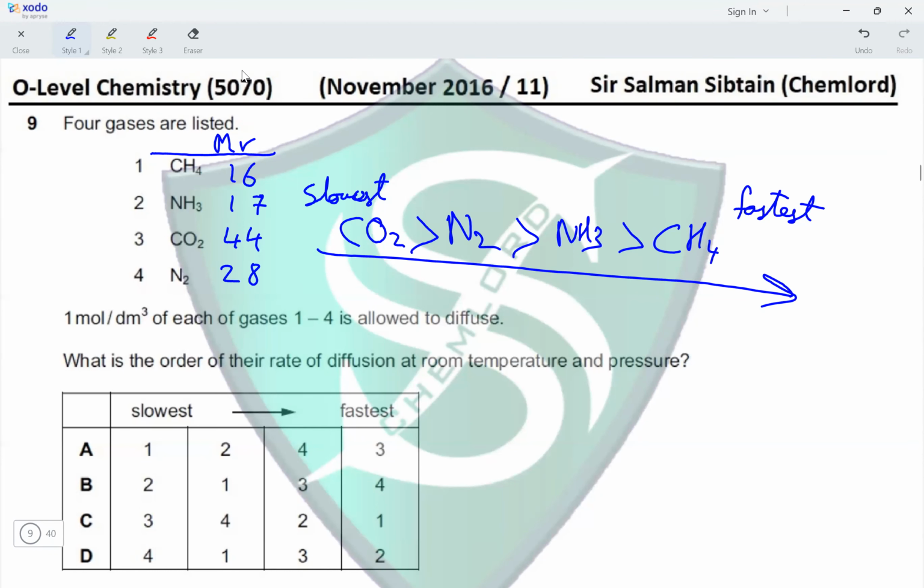So this order, now CH4 should be the fastest. So the fastest one is mentioned in option C. So one should be followed by two, which is before one. That is also there in option C. Four should be before two, and the slowest one should be three. So this correct order is present in option C, making C the correct option for this question.